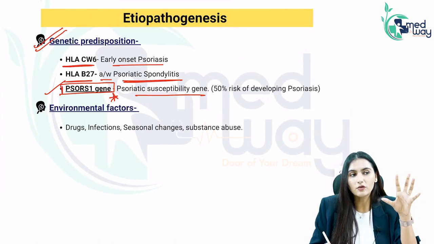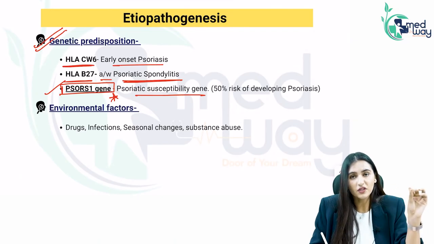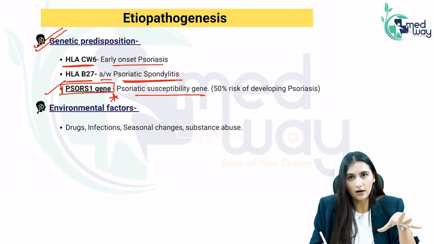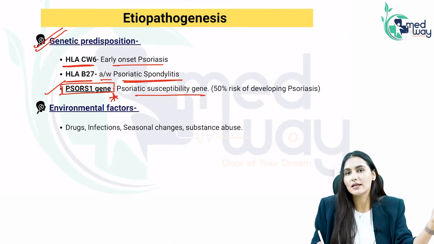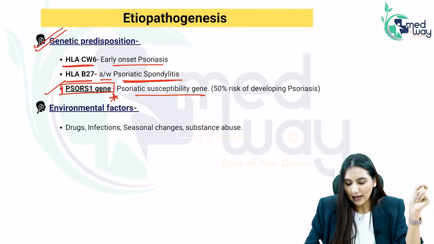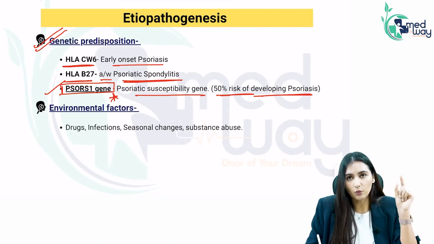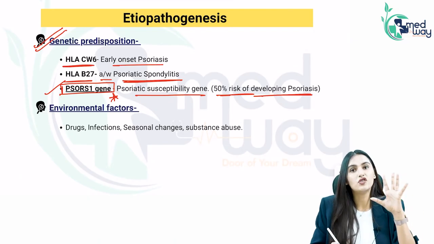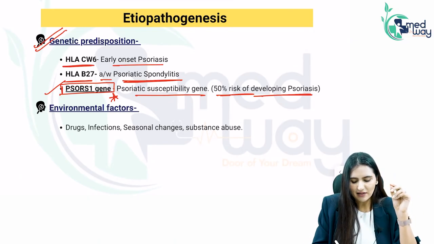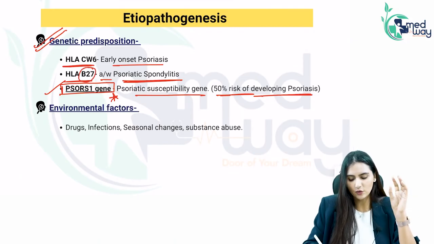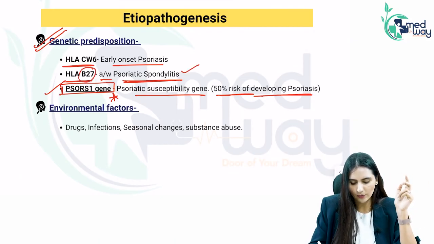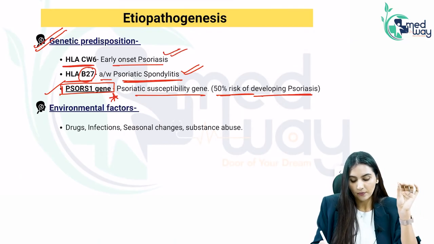So if you look at this gene in some person, there is a 50% chance that this person will soon become a psoriasis patient. So they have a 50% risk of developing psoriasis if somebody has the PSORS1 gene. All right, so that is the genetic component. Remember, B27 has to do with spondylitis, so it comes in psoriatic spondylitis also. CW6 is early onset psoriasis.